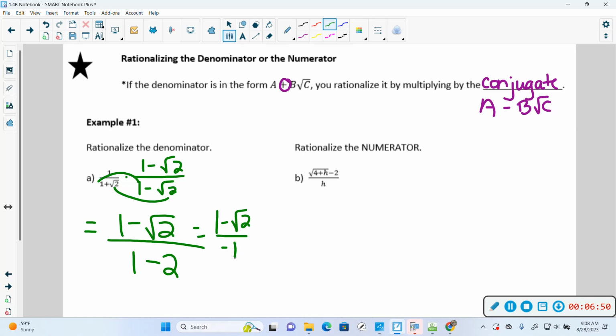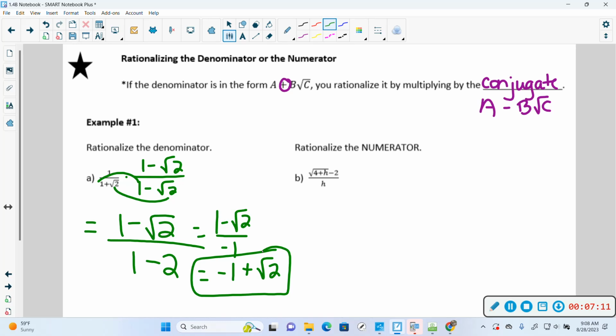I don't know if I love it over negative 1. Usually we don't leave a negative in the denominator, so make your life easy. I'm just going to switch all the signs. I'm not going to put over 1. That seems unnecessary. Got it. So rationalizing the denominator, just use the opposite sign, cancels out a radical on the bottom.